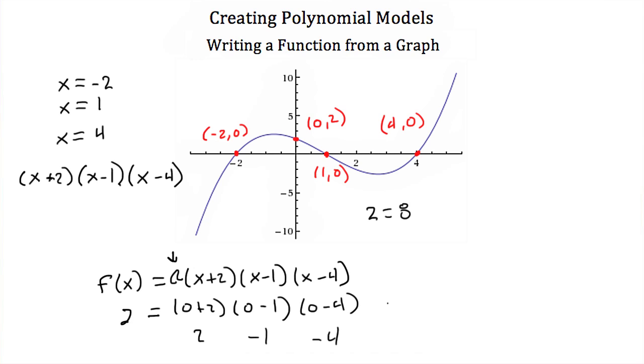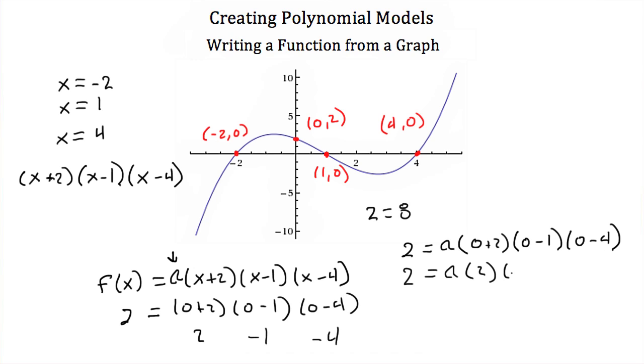So again, we'll go back and we'll plug in 0 and 2, our y-intercept, and we'll get a function that looks like 2 is equal to a times 0 plus 2 times 0 minus 1 times 0 minus 4. Here we have 2 is equal to a times 2 times negative 1 times negative 4. Or we get 2 is equal to a times 8. If I divide both sides by 8, I'm going to get a is equal to 1/4.